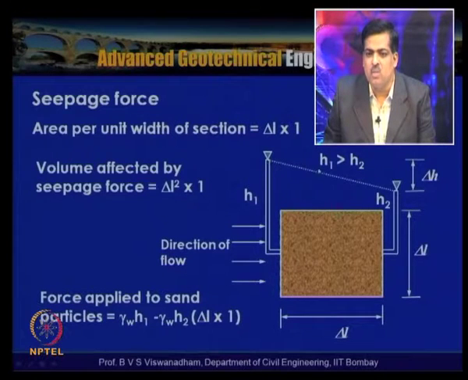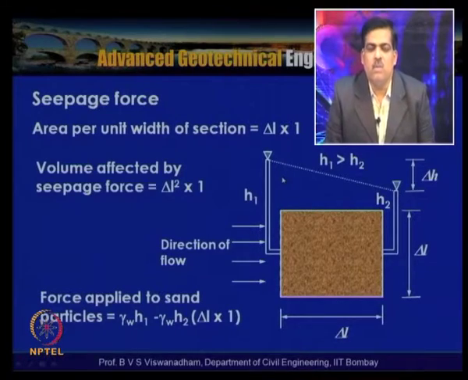Assuming that H1 is greater than H2, the total head difference is delta H, which is happening over a length L. That means the head available here is H1 minus H2, that is delta H. By the time the water flows or erupts out of this particular point, the head loss is almost complete, 100%; delta H is equal to 0 here and delta H is equal to the full head here.